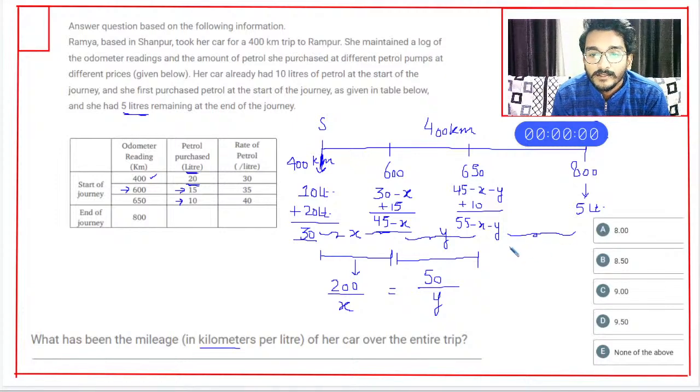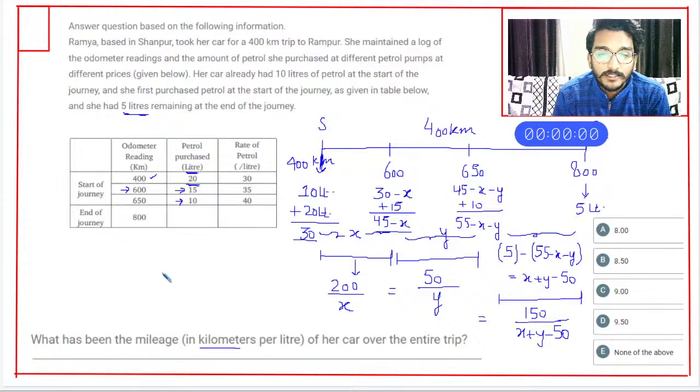We can say the final is this 5. We have to subtract 55 minus x minus y from 5. So this will bring us to x plus y minus 50. So this much is the consumption of the petrol to cover 150 kilometers. So this is the mileage. So everything is equal to one another now. We have these three equations: 200 divided by x equal to 50 divided by y equal to 150 divided by x plus y minus 50.